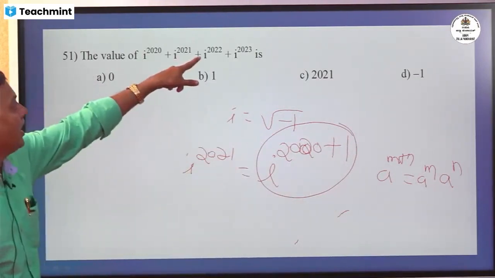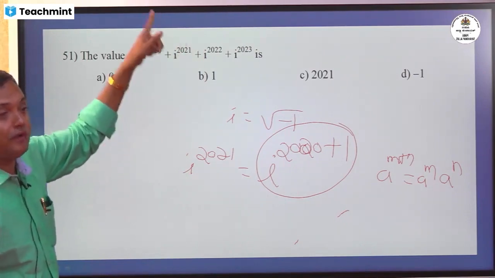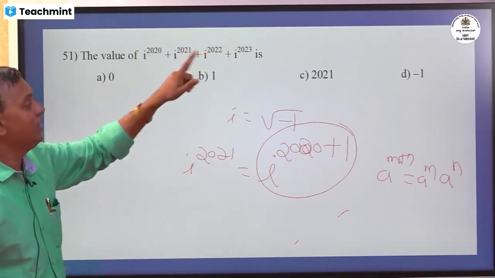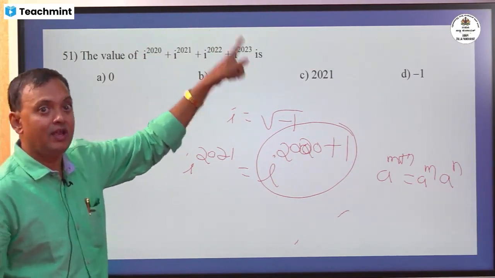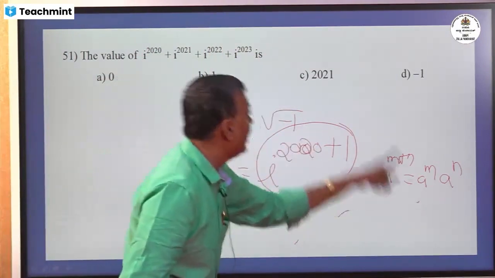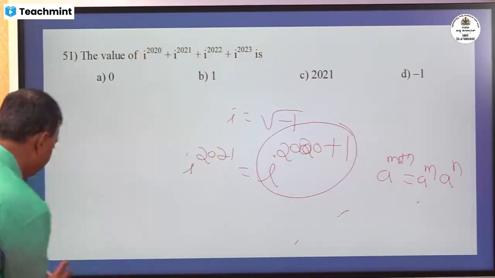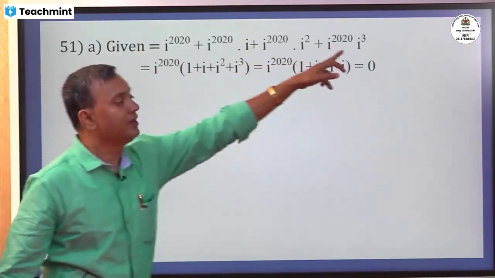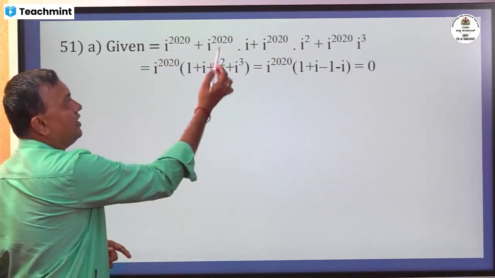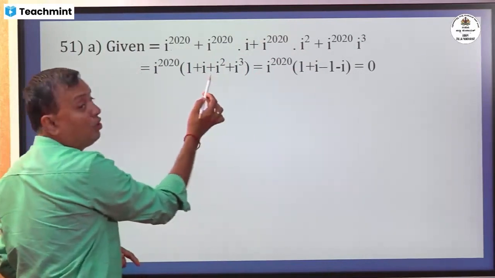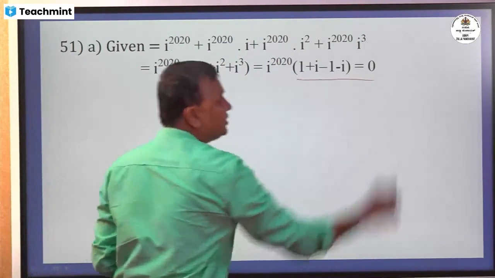Then I to the power 2022 is I to the power 2020 into I to the power 2, I square. And 2023 can be written as I to the power 2020 plus 3 by this formula, I to the power 2020 into I cube. Next, I to the power 2020 is common, remaining here 1, here I square. We know I is root minus 1. What is I square? Minus 1. What is I cube? Minus I. So the answer is 0.